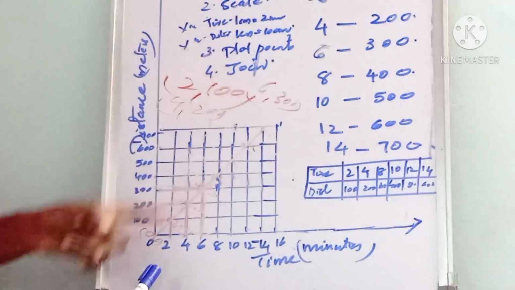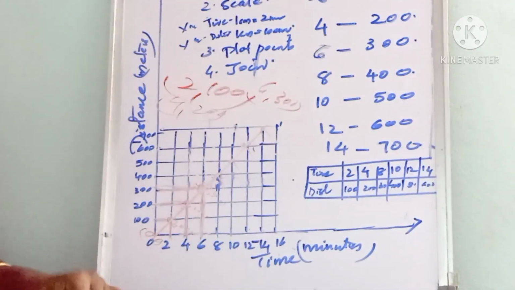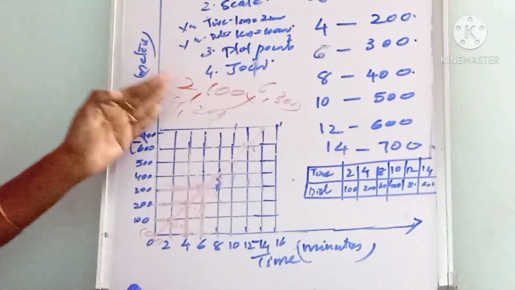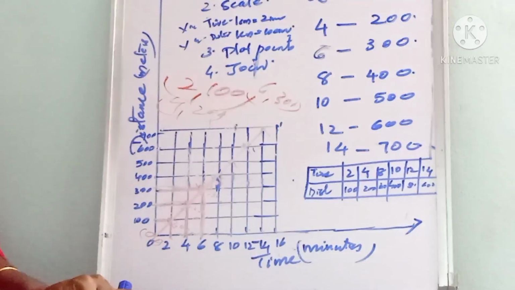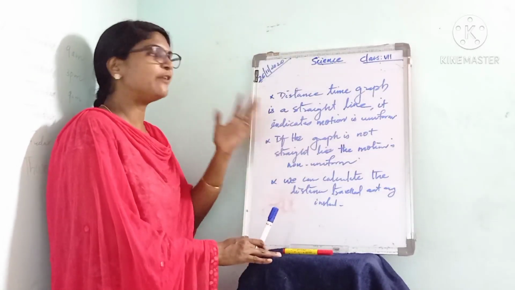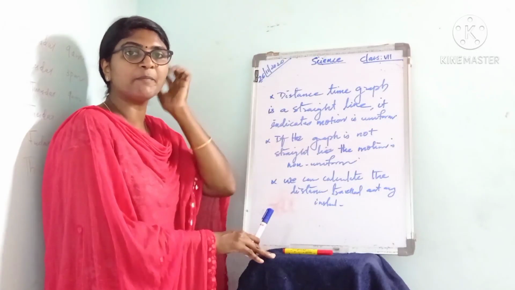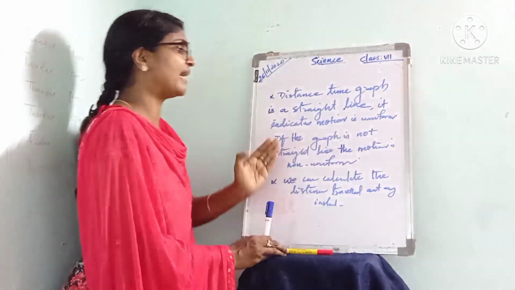Then we have to plot the points like this. After that we have to join all these points. In this way we can represent the motion of an object using a graph. The distance time graph provides more information than the table.